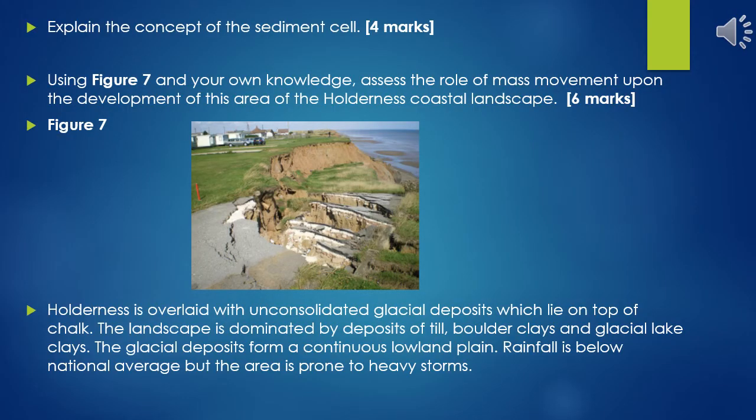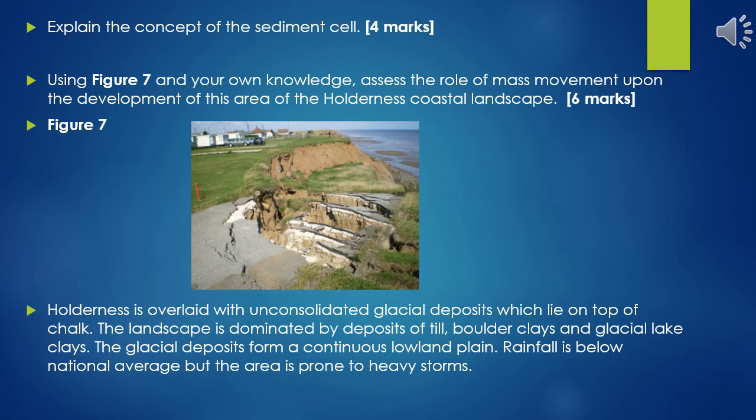And finally, to end with, I've dug out 2 exam questions about coasts. So you can see you've got a 4 marker and a 6 marker there. The 4 marker, that's the smallest answer question you'll get. So it's usually to do with a definition or a key idea. So this one, explain the concept of a sediment cell for 4 marks. So that's no more than maybe 5 or 6 lines maximum for that one.